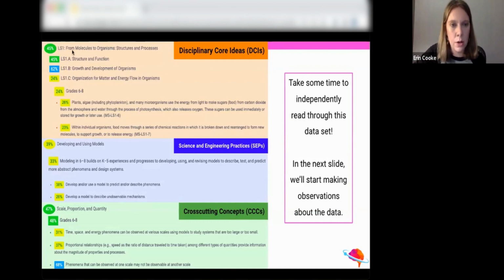So this is the LS1 From Molecules to Organisms: Structures and Processes, life science DCI. Then the SEP down here is going to be developing and using models. So there's two little elements underneath there. And the cross-cutting concept is scale, proportion, and quantity. And here we have some data on three pieces of that dimension.